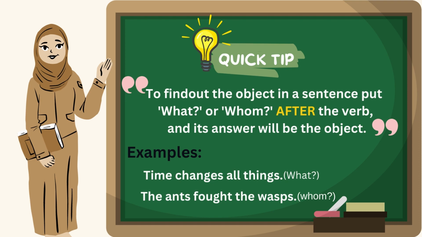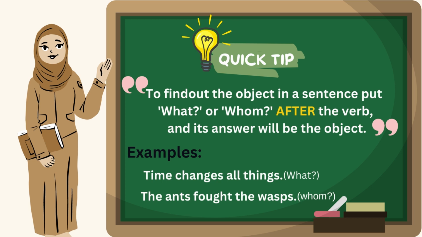Okay, for example, the time changes all things. Time, subject, we are talking about time, so time changes what? All things. All things is our object. The ants fought what or whom? The wasps. So in this sentence we have the wasps that are acting as object. So simply, this is the very basic tip that you must keep in your mind, that if you want to identify an object in a sentence, or if you want to know if the verb is transitive or intransitive in your exam, you just have to put the question of what or whom, and if you have the answer, then definitely you have your object.